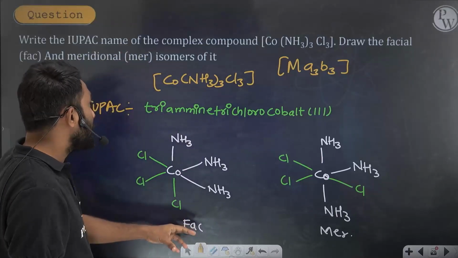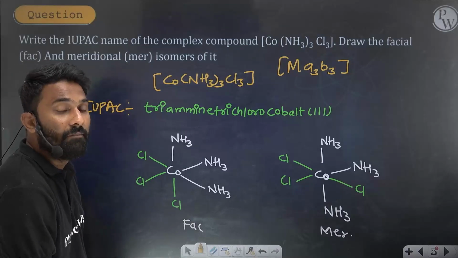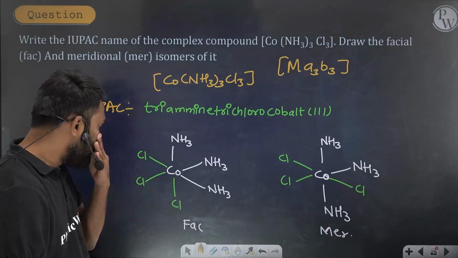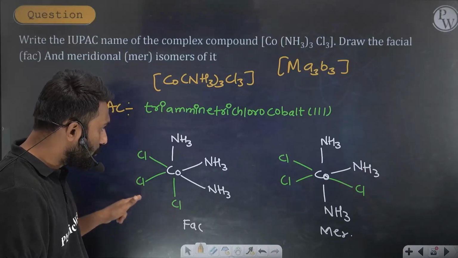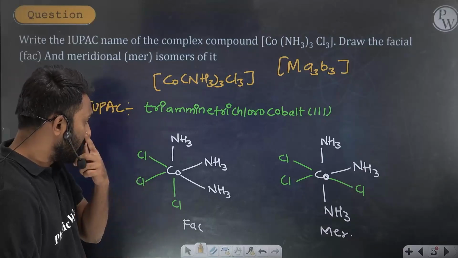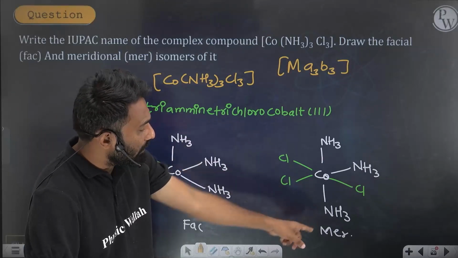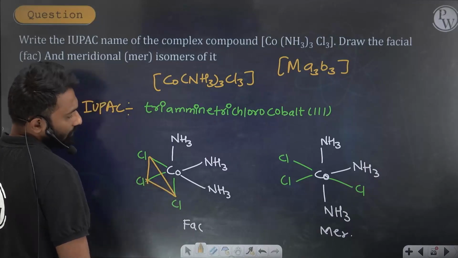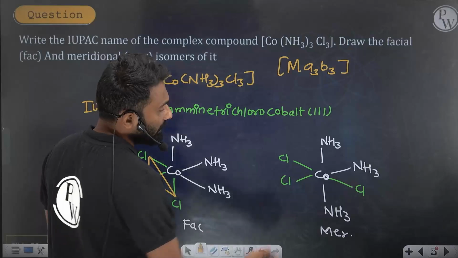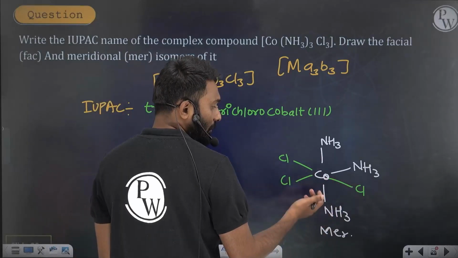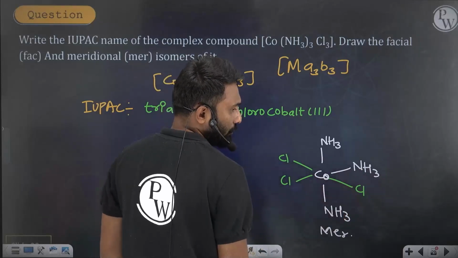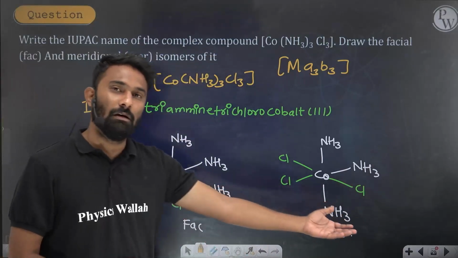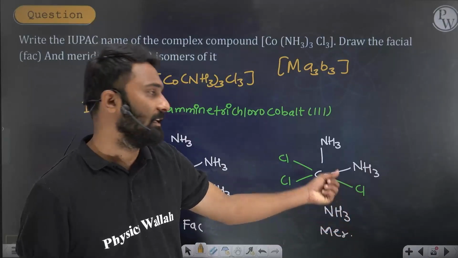What they will show is facial and meridional. Facial here is not the beauty parlor facial. This is a compound which will show the facial. In facial, the 3 similar ligands should be on the same face. But when it comes to meridional, the 3 similar ligands should be on the similar sides, with one Cl and the other Cl opposite to it. These are 3D diagrams. While expressing them in 2D, it becomes very difficult for us. Okay? Next.